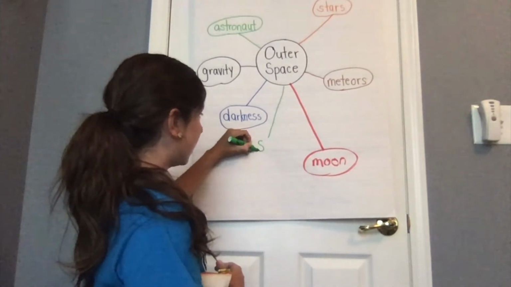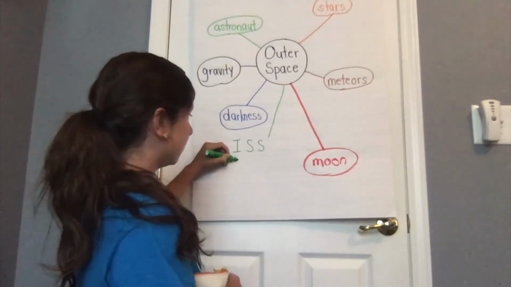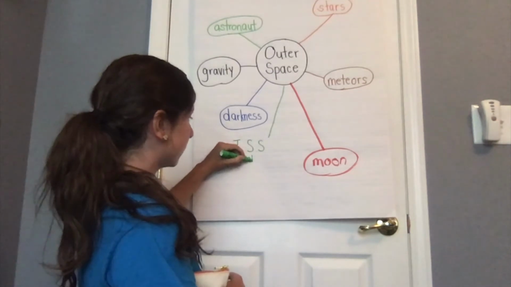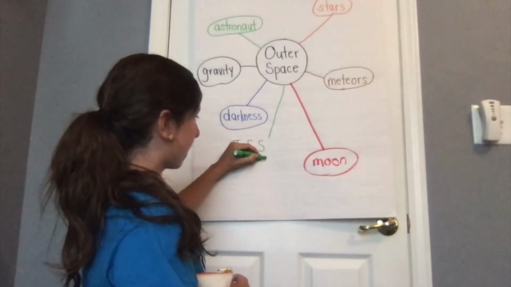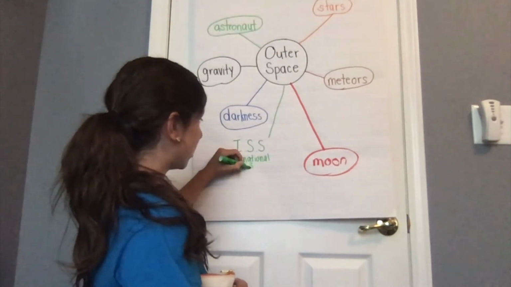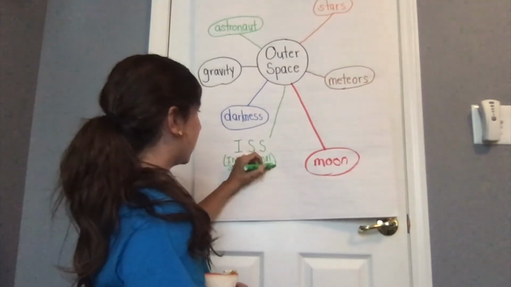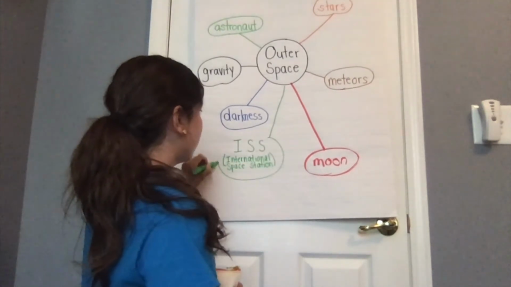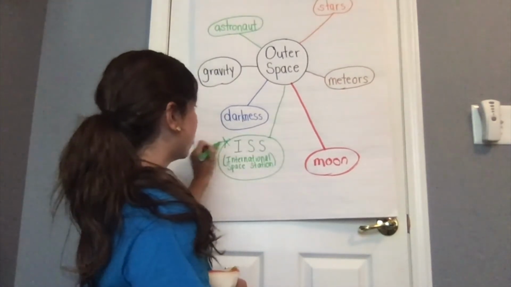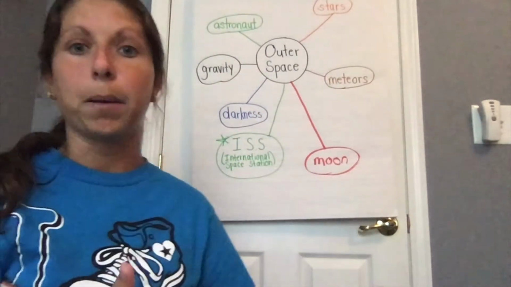ISS. In parentheses, I'll write International Space Station. And we are going to close it in a bubble. And I'm going to put a star next to it. So I know that that's in addition to our bubble map.